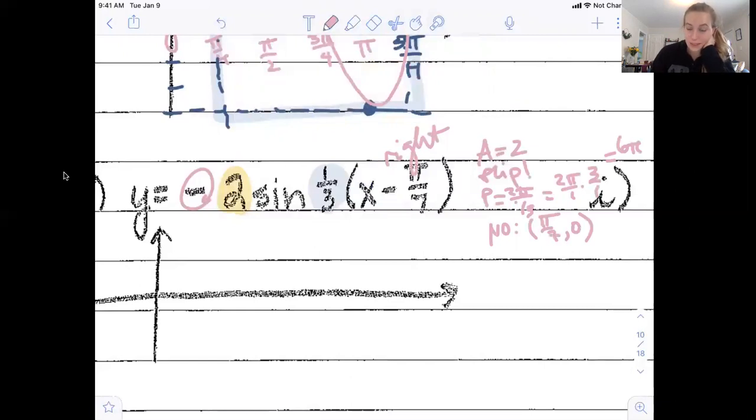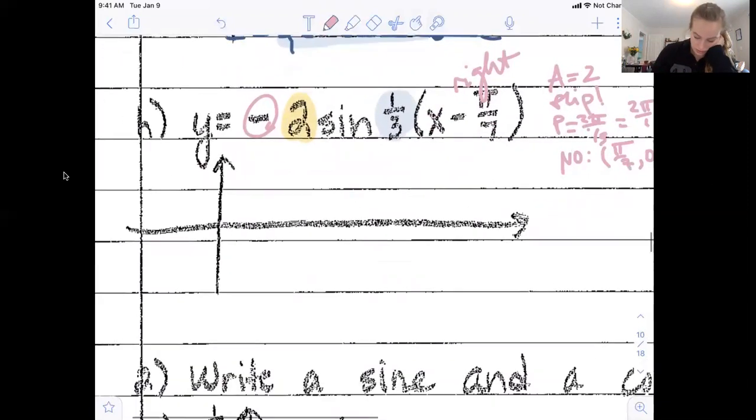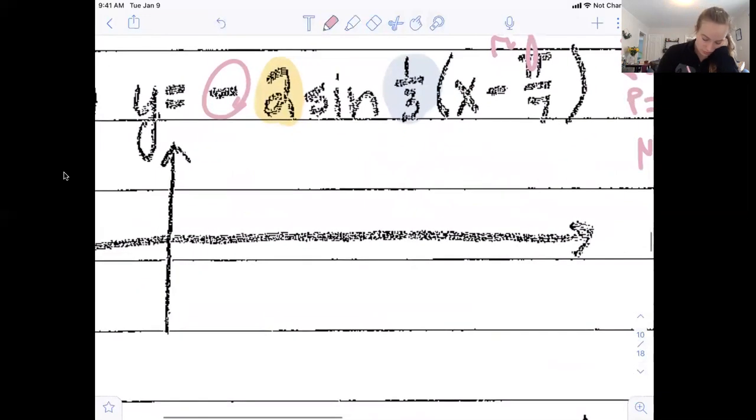Again, I would argue this is tedious, not hard. It's just annoying that we have to do all the fractions. Let's go do my amplitude and mark my period, and then we'll shift everything over from the period. So amplitude is 2, 1, 2, seems fine. 1, 2, negative 2.